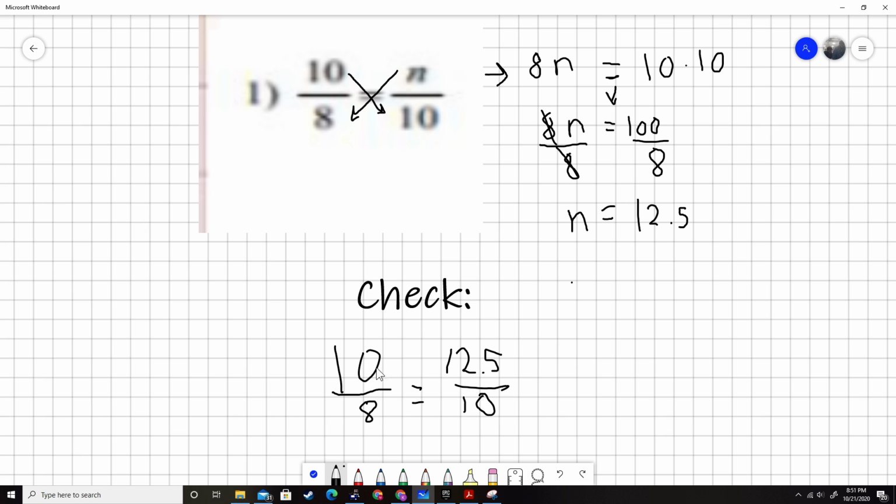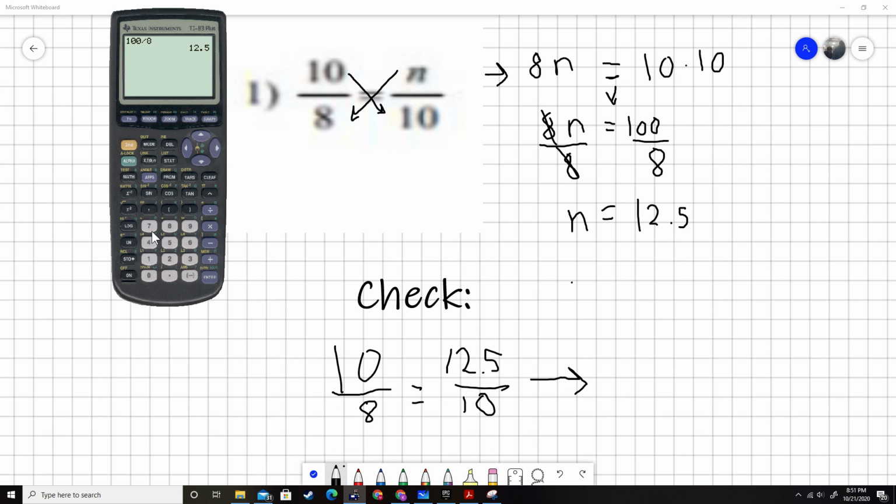Now, there's two ways you can go about solving this. You could reduce both of these fractions down to the same number, or you can divide both these fractions and turn them both into decimals. What I like to do is turn them both into decimals. So let's turn these both into decimals.